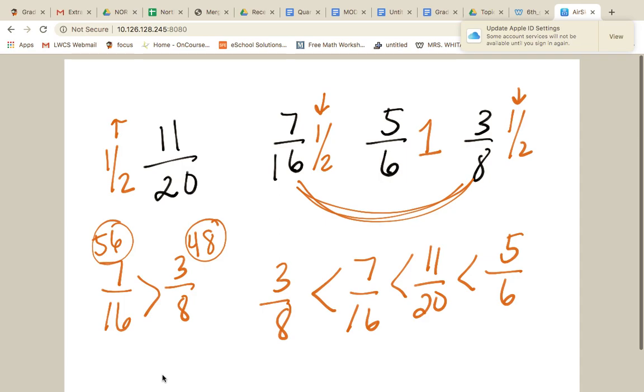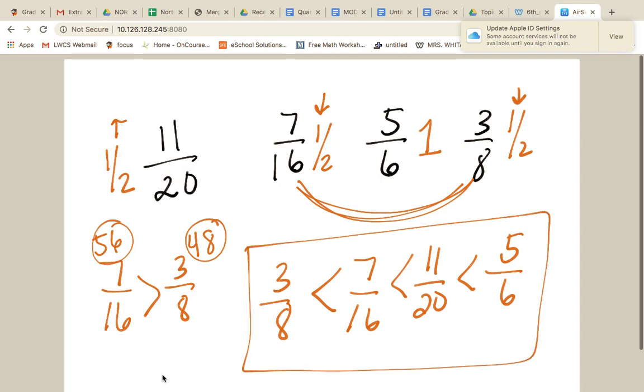So that should cover all my fractions. At this point, if you want to do some cross multiplication just to double check your answers, you could. But that's how we compare more than two fractions.